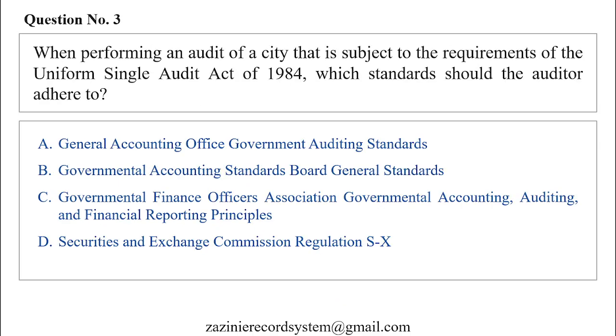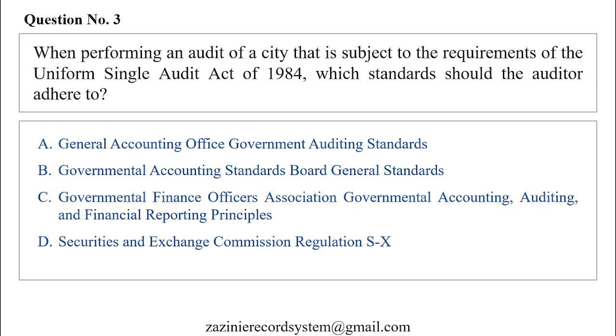Question number 3. When performing an audit of a city that is subject to the requirements of the Uniform Single Audit Act of 1984, which standards should the auditor adhere to? Letter A. General Accounting Office Government Auditing Standards. Letter B. Governmental Accounting Standards Board General Standards. Letter C. Governmental Finance Officers Association Governmental Accounting, Auditing, and Financial Reporting Principles. Letter D. Securities and Exchange Commission Regulation S-X.